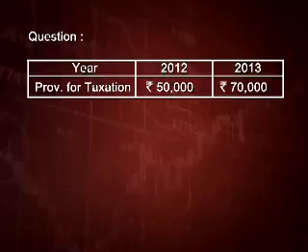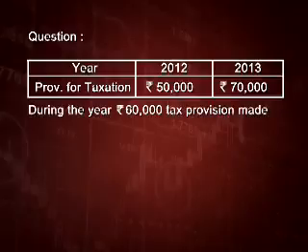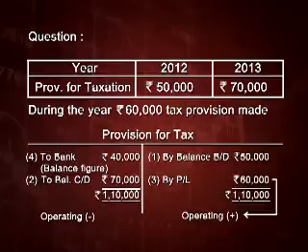This is a very important adjustment and generally comes in the exams. Let's start with the question. Provision for taxation, opening figure 50,000 for 2012 and 70,000 for 2013. During the year, 60,000 tax provision was made. Let's start with the solution part. Make an account, provision for tax. On the credit side, start with the opening balance 50,000 and on the debit side, write the closing balance 70,000.